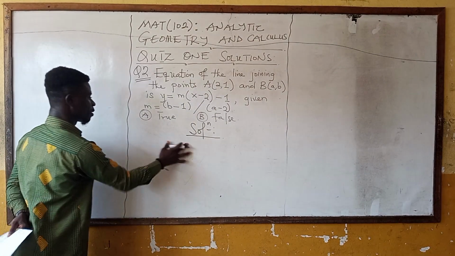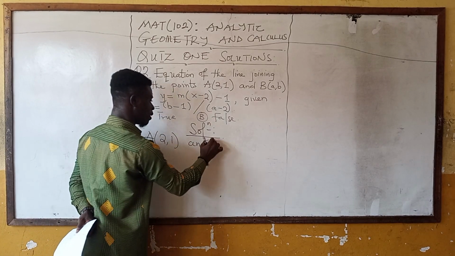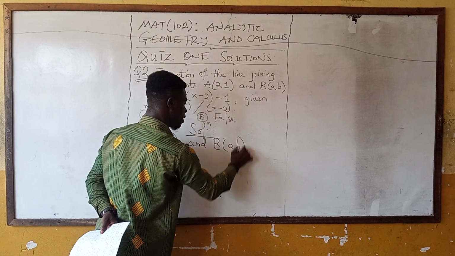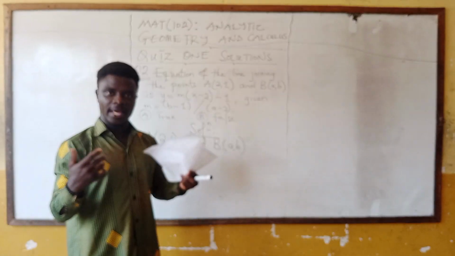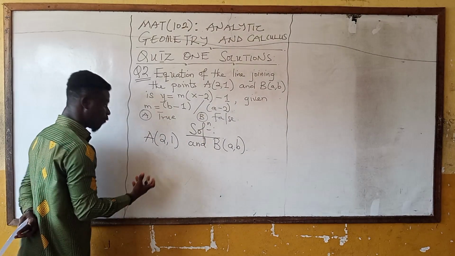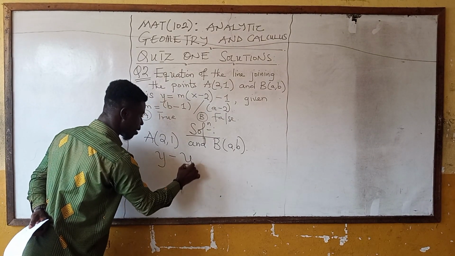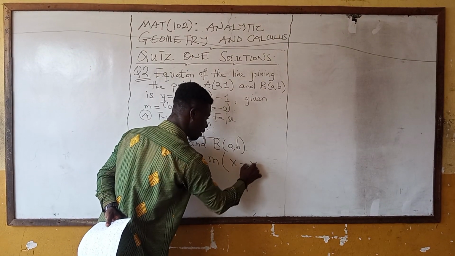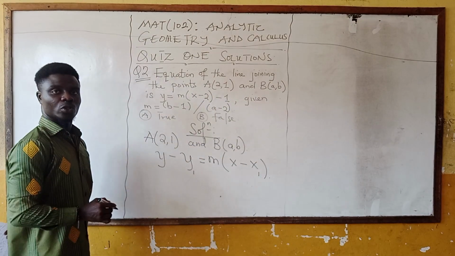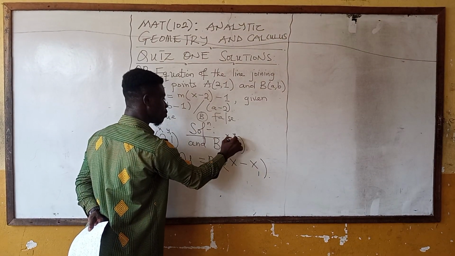So let's see. Giving our point A as (2, 1), and our point B. Now, how do we find the equation of a line? The formula for finding the equation of a line is y minus y1 equals m multiplying the expression x minus x1. So this is what we have. This is my x1, y1, my x2, y2.